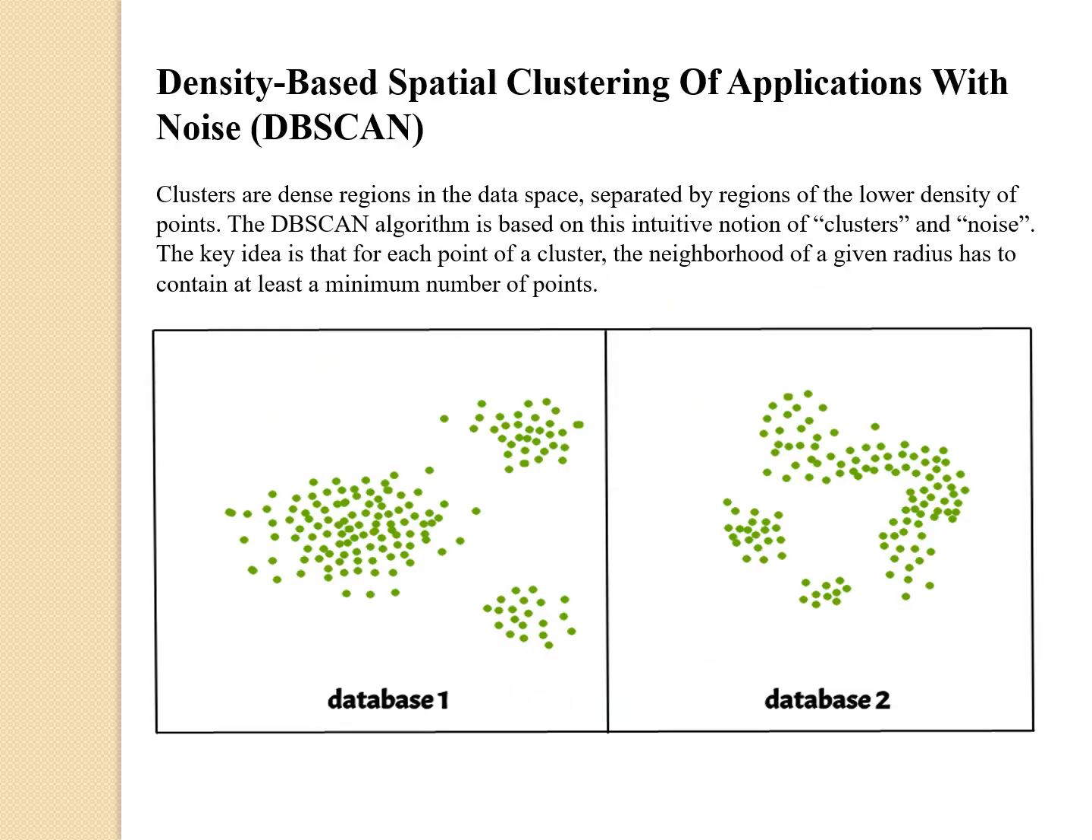Density-based spatial clustering of applications with noise. Clusters are dense regions in the data space separated by regions of lower density of points. The DBSCAN algorithm is based on this intuitive notion of clusters and noise. The key idea is that for each point of a cluster, the neighborhood of a given radius has to contain at least a minimum number of points.